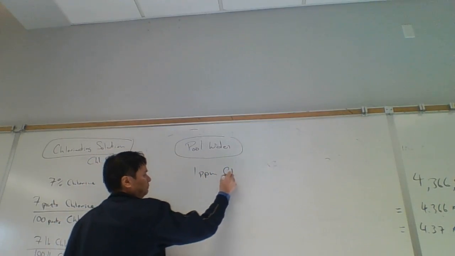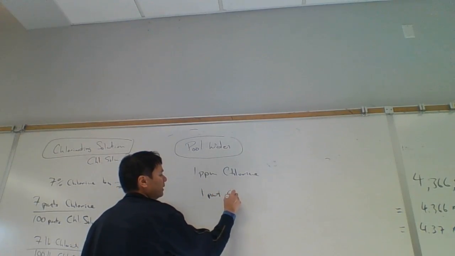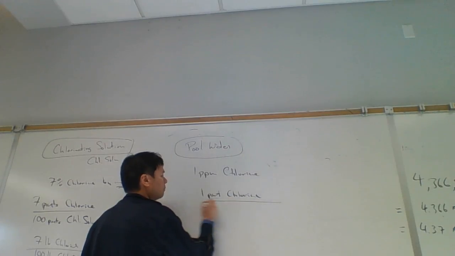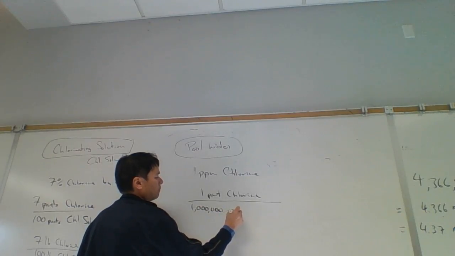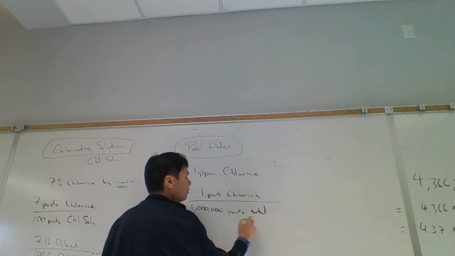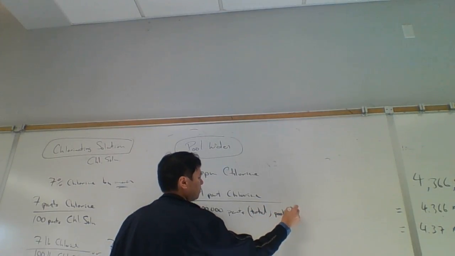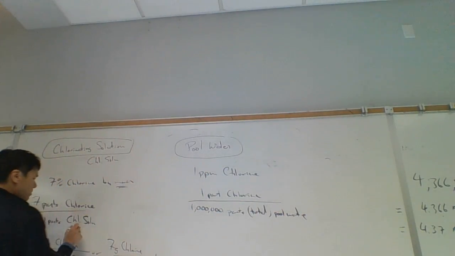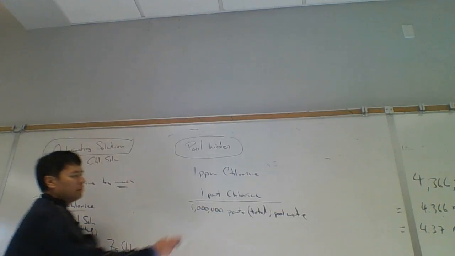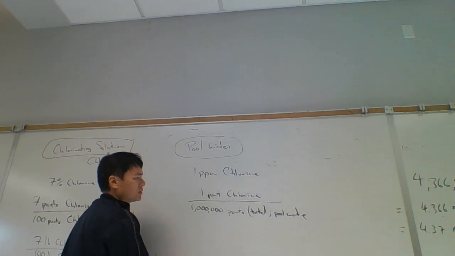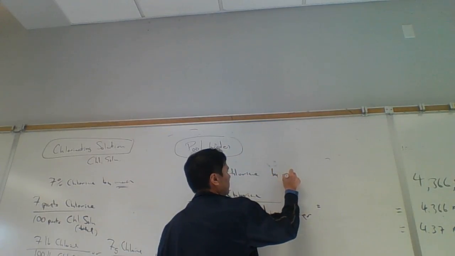1 ppm chlorine means 1 part of chlorine per million parts of total. Well, the total is just the pool water, right? Pool water. This is the same thing. The chlorinating solution is the total solution. And so we're going to have 1 part of pure chlorine per million parts of the mixture, pool water in this case. And so the parts are going to be by mass. This is ppm by mass here.